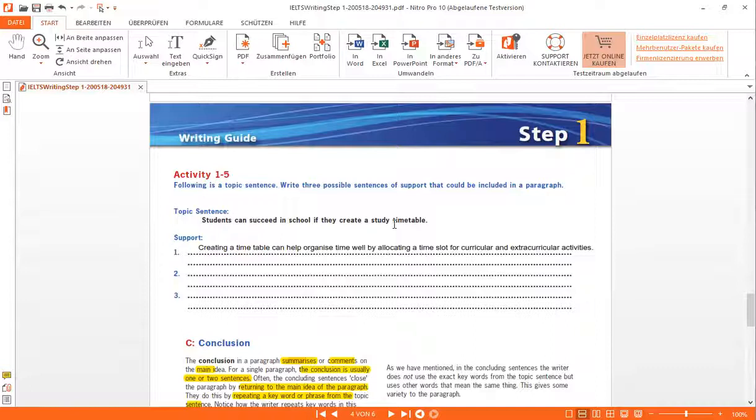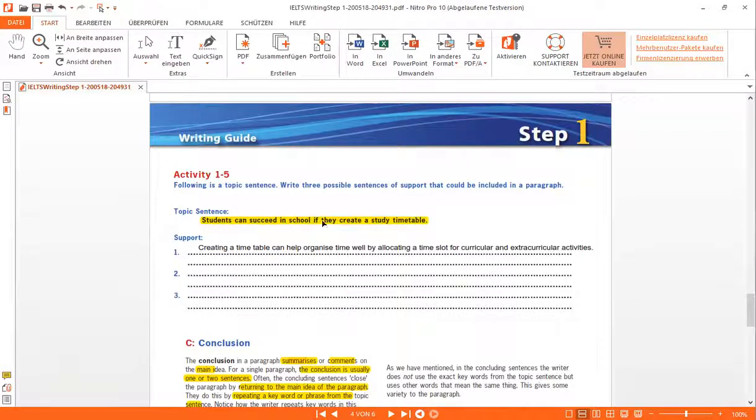Activity 1.5, there is a topic sentence. We're going to train more on how to write good supporting sentences. So you've got this topic sentence: Students can succeed in school if they create a study timetable. That is the topic sentence.